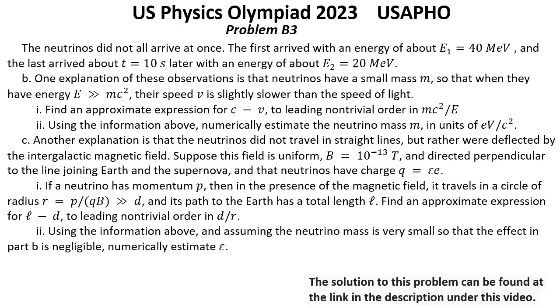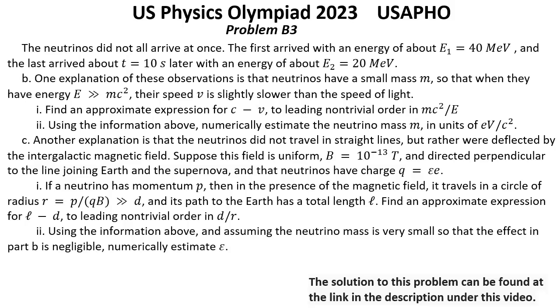Part C. Another explanation is that the neutrinos did not travel in straight lines, but rather were deflected by the intergalactic magnetic field. Suppose this field is uniform, B equal 10^-13 tesla, and directed perpendicular to the line joining Earth and the supernova, and that neutrinos have charge Q equal epsilon e.